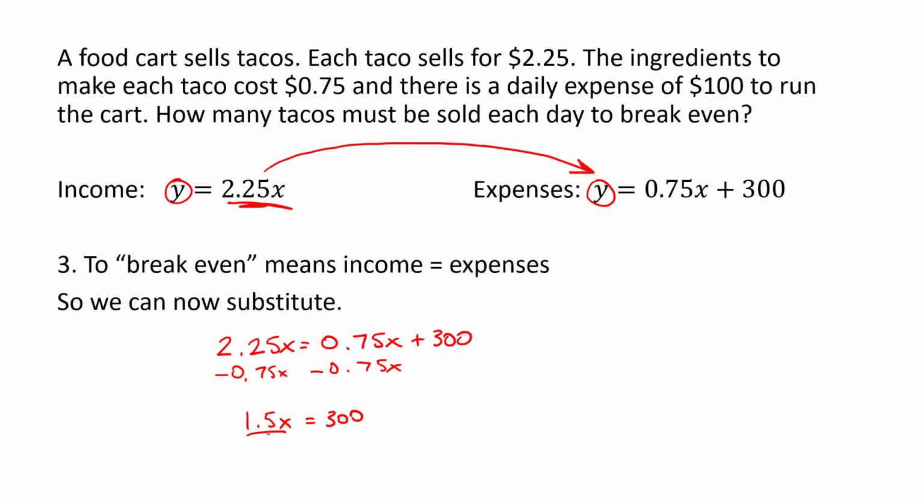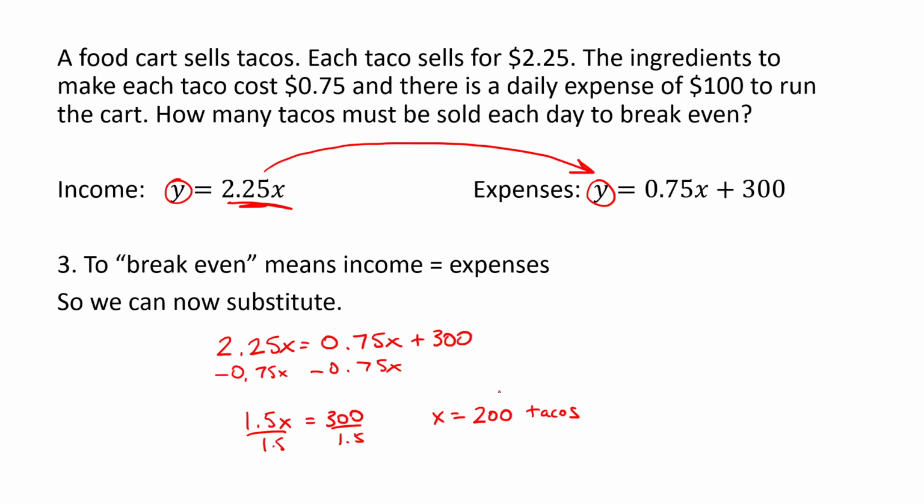All right, and then divide both sides. So you will get some decimals and things like that, so you'll definitely want to have a calculator when you're doing these. All right, 300 divided by 1.5 is 200. And you should put a unit, right? If x is your variable, that means that's 200 tacos that we need to sell on a given day.